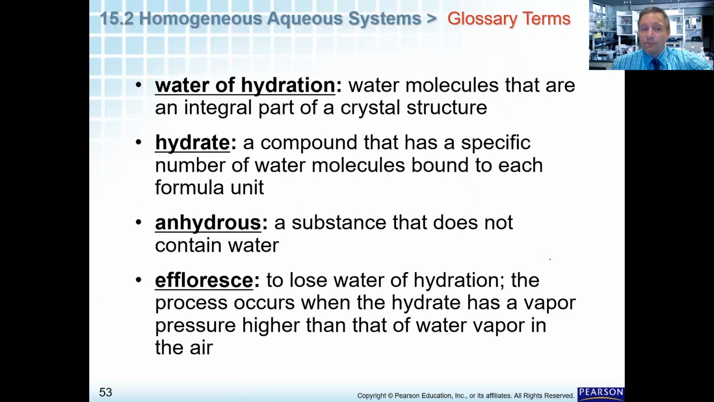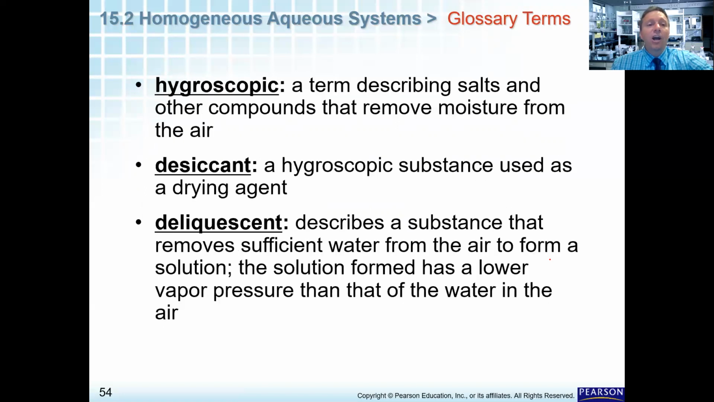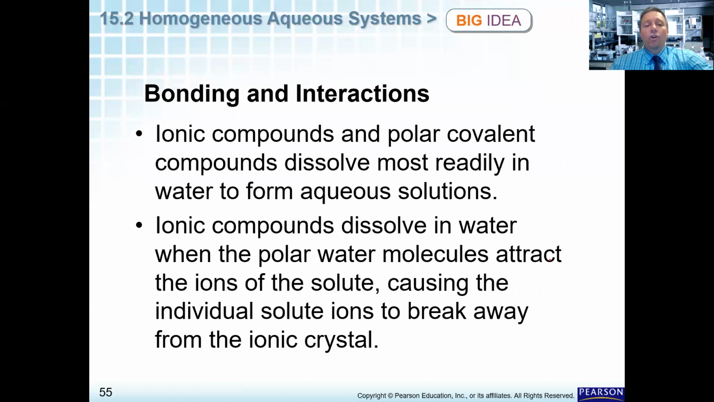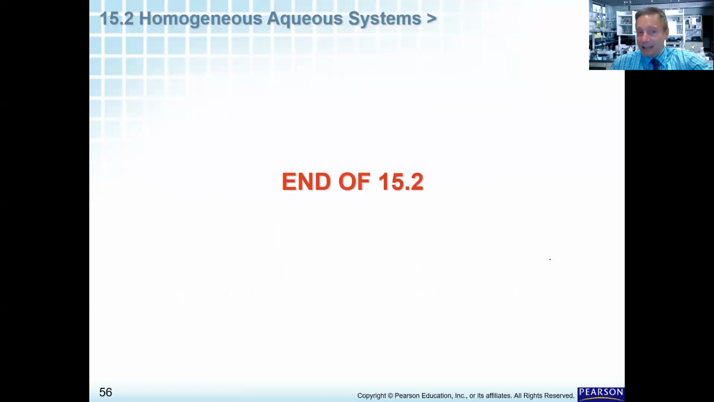Water of hydration, a hydrate. We talked about anhydrous, lacking water. Effloresce loses the water quickly into the environment. Hygroscopic removes moisture from the air. Desiccant is used as drying agents because it pulls from specific sections that you might place it into. That's a desiccant. And deliquescent actually removes so much moisture from the air that it actually forms a solution. So those are the key terms.